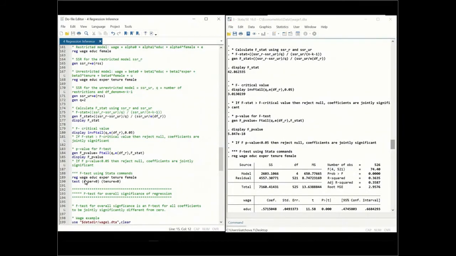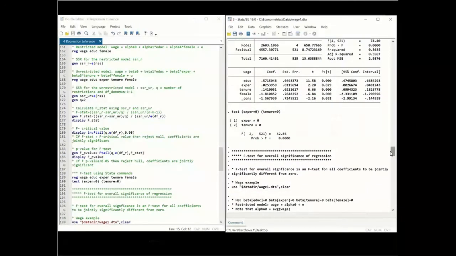So regression of wage on education, experience, tenure, and female. And then we test whether experience equals 0 and tenure equals 0. And if you remember these numbers, the F statistic of 42.86, and then the p-value, which is a very small number, these are the numbers that this test is giving you. So you can recognize the same test statistic, and that is the p-value, which is very small.